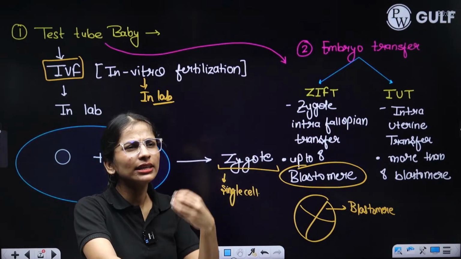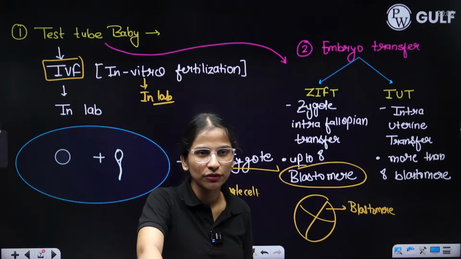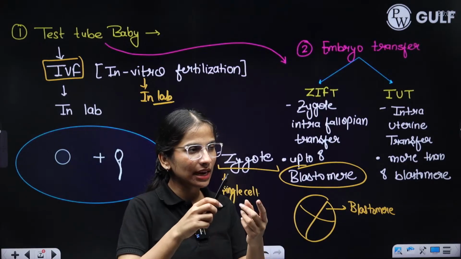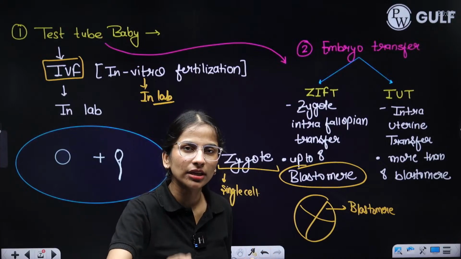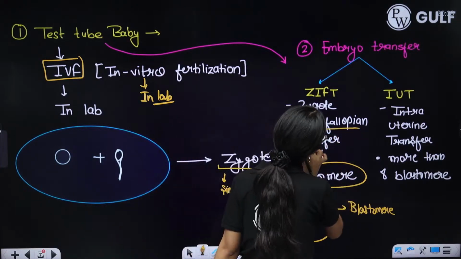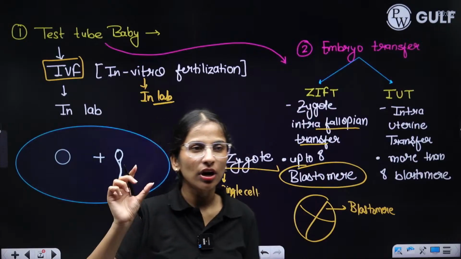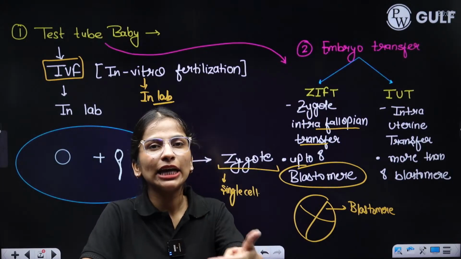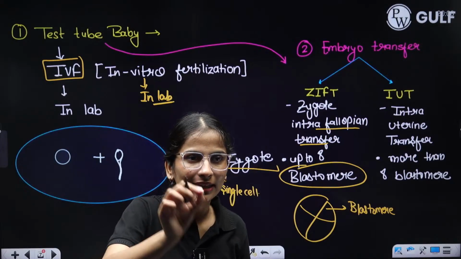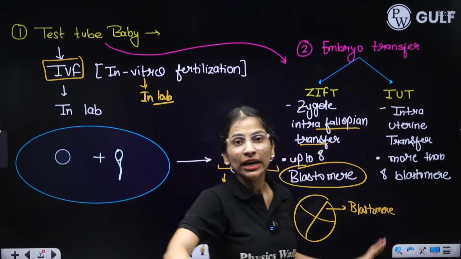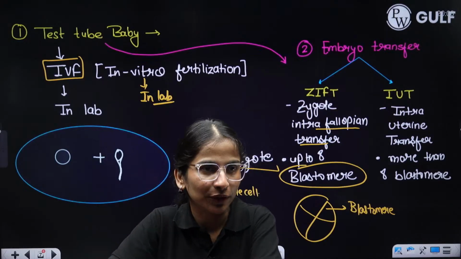It is not really a zygote if we have reached 8 cells, because that means at least 3 divisions have already occurred. So it is not really a zygote, but still we are transferring it into the fallopian tube. Zygote intrafallopian transfer, ZIFT. But if more than 8 blastomeres are there in that cell mass already, then that will be termed IUT, intrauterine transfer, okay?